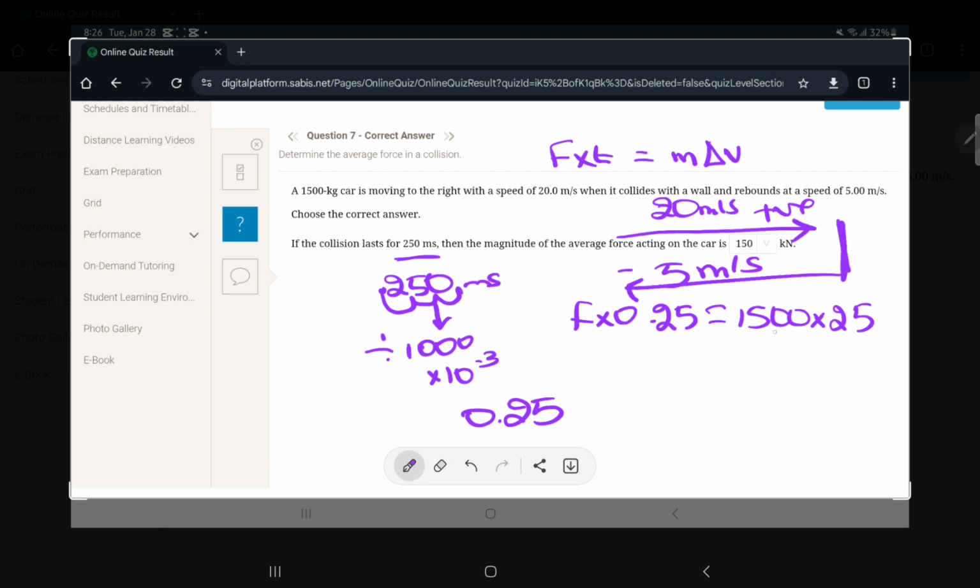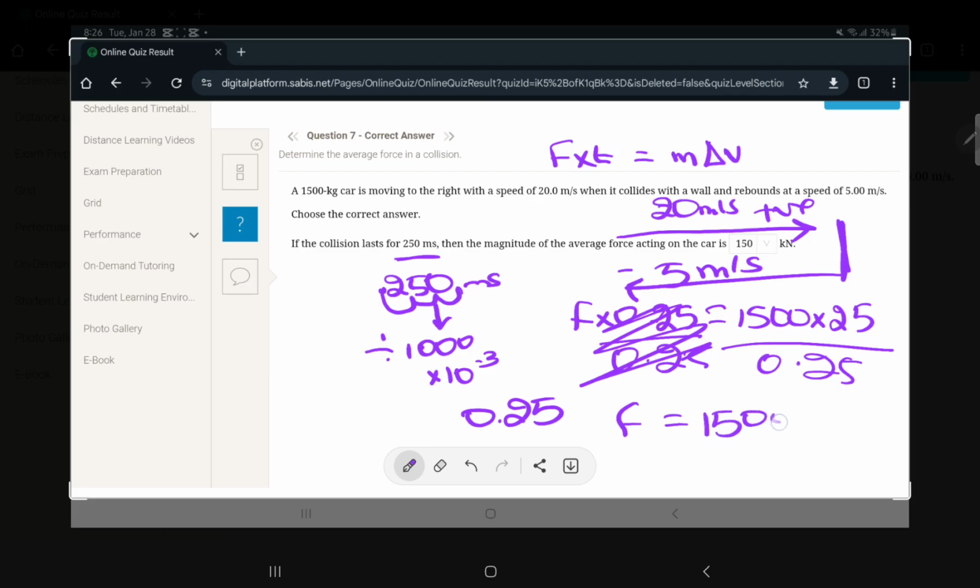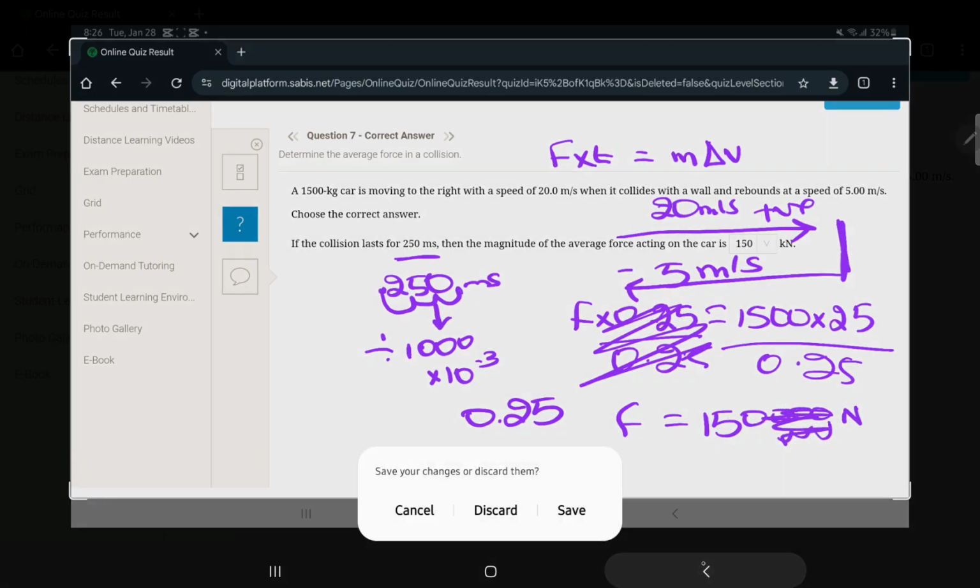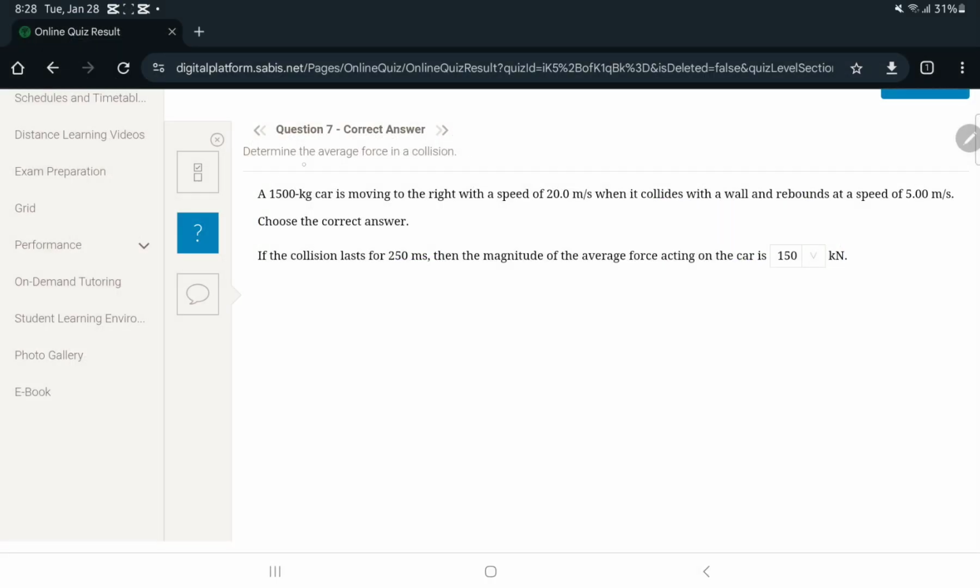Now we can just multiply these two numbers, 1,500 times 25, and divide by 0.25. Put this on the calculator. You will get F is equal to 150,000 newtons, and they asked for kilonewtons, so basically divide by 1,000. So basically 150 kilonewtons.